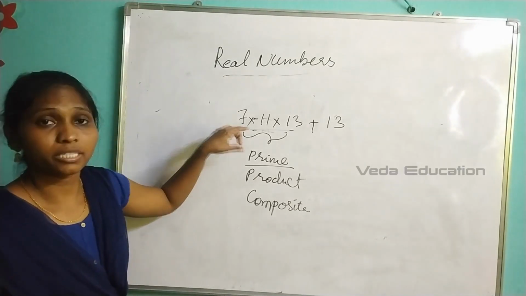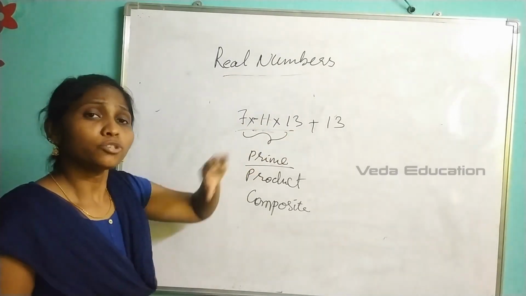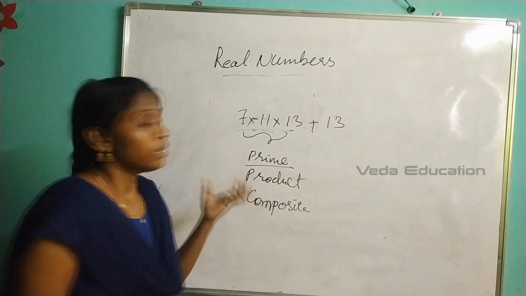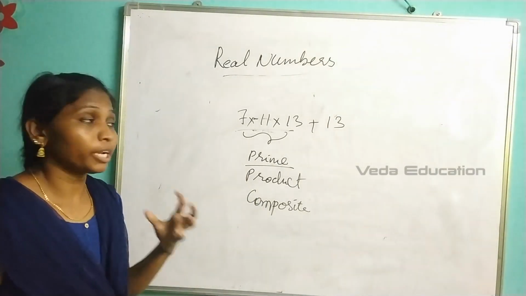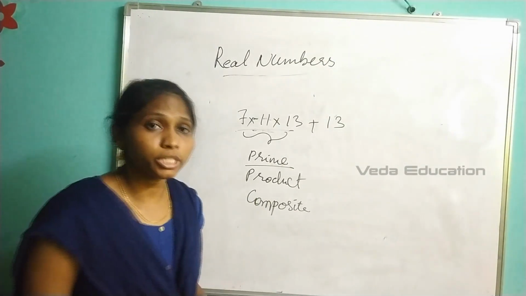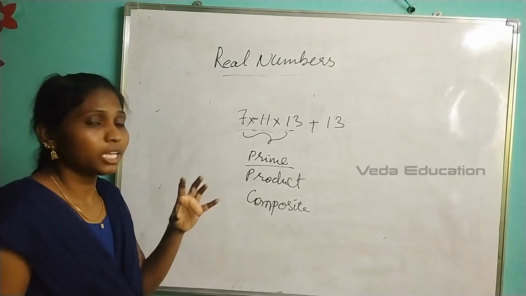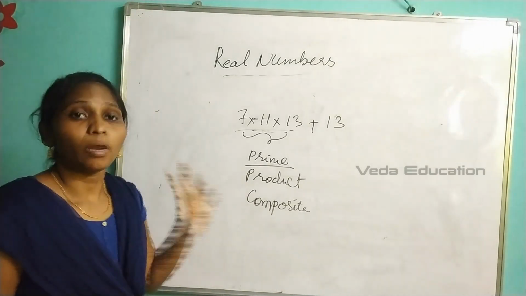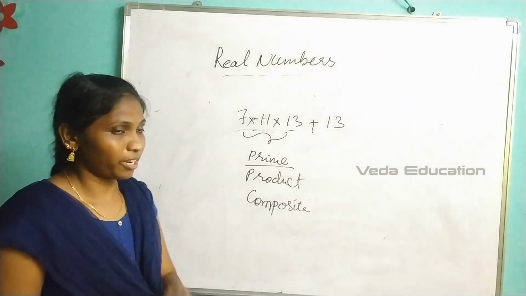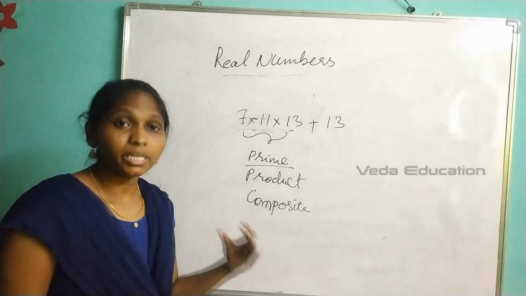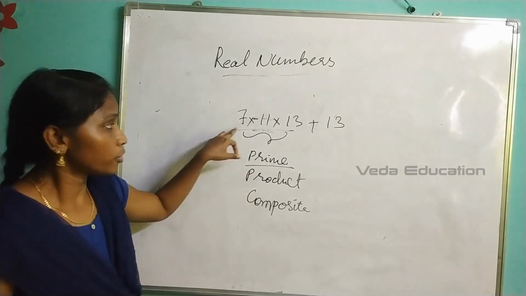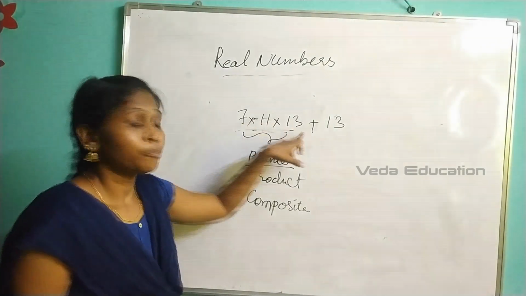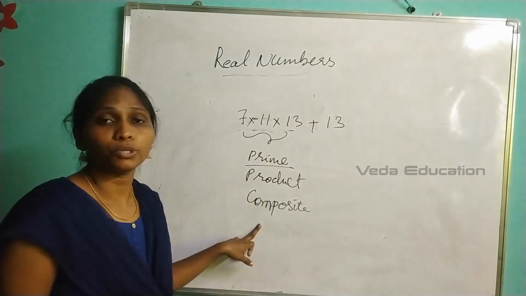The fundamental theorem states that every composite number can be written as a product of prime factors. So vice versa also we can use it: if it is a product of prime factors, it is a composite number. Opposite also we can use: if composite number, we can get a product of prime numbers; if product of prime numbers, it is a composite number. Got it? So these are the prime numbers in product form, so this is a composite number.